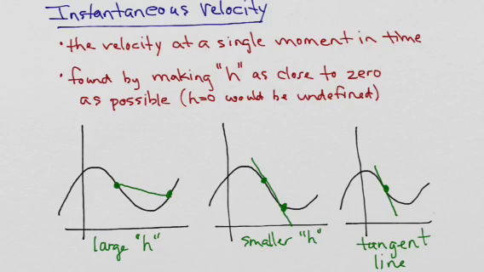Good afternoon. Today we're going to be talking about instantaneous velocity, which is the velocity at an individual single moment in time as opposed to an average velocity over an interval of time. And we find it by making h as close to zero as possible. But if you remember the difference quotient, if h is zero in the actual formula, then that would be undefined. So we don't want that. So we want it to be as close to zero as possible.